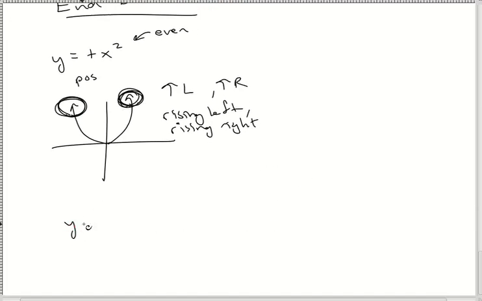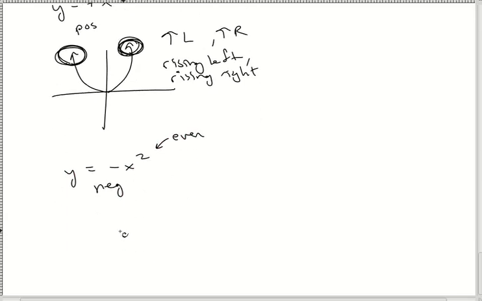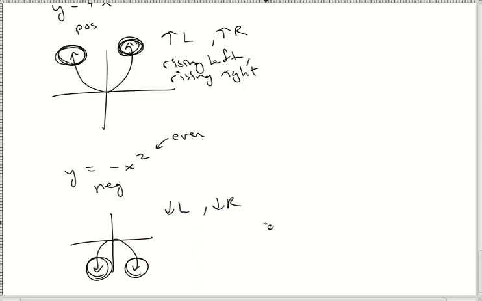Okay, so what if I had a negative x squared? Notice here I got negative in the front, but still an even power. Well, negative means going down, and even means the same direction. Sure enough, this is what the graph looks like, and this is the end behavior. So I'm going to fall on the left and fall on the right.